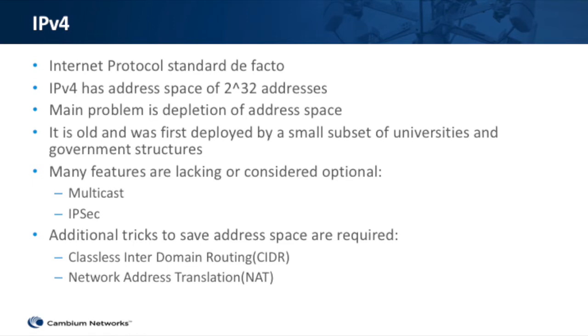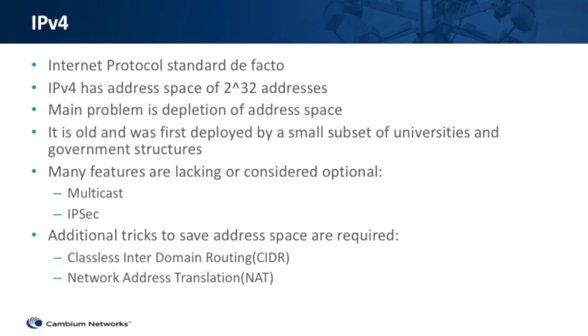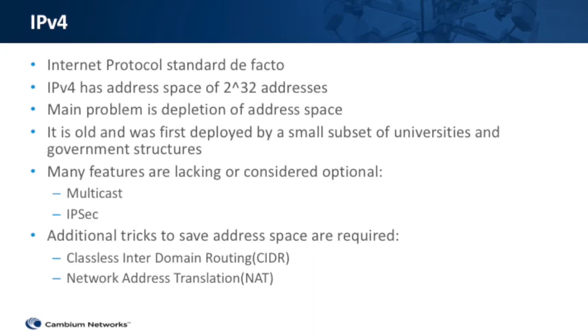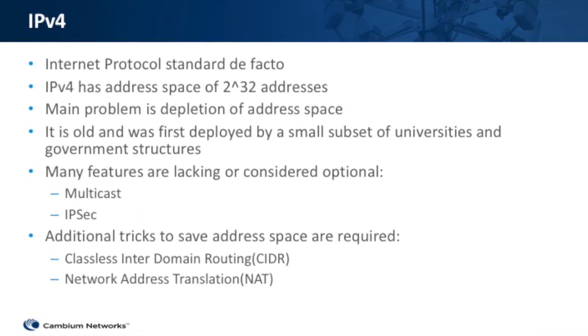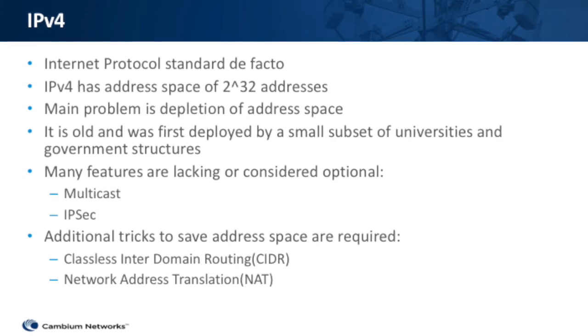The early versions of IPv4 were in the early 80s. Initially it was deployed by a small subset of universities in the United States, and some government structures were then added to it. So it was never built and designed to work at the scale of the current internet. I think nobody who developed IPv4 ever dreamed that it could be as hugely deployed as it is nowadays.